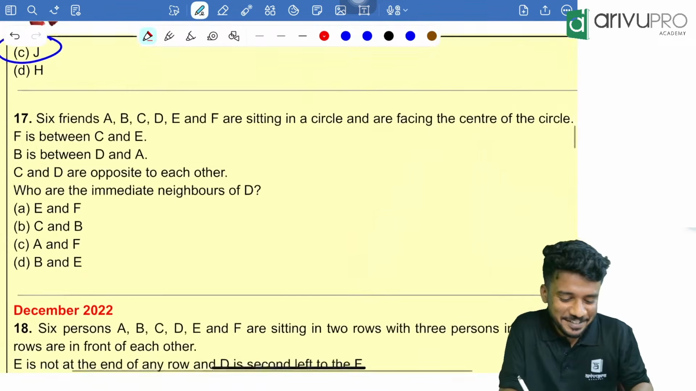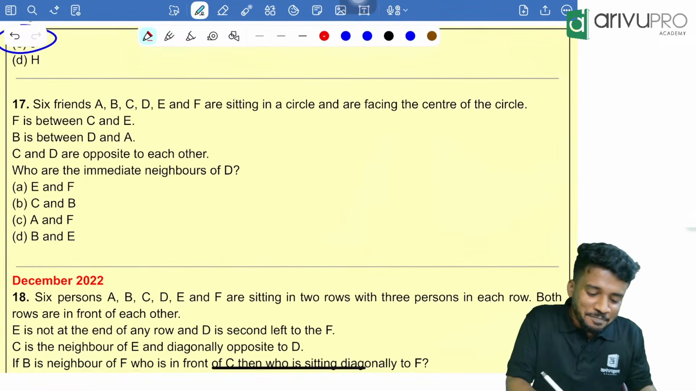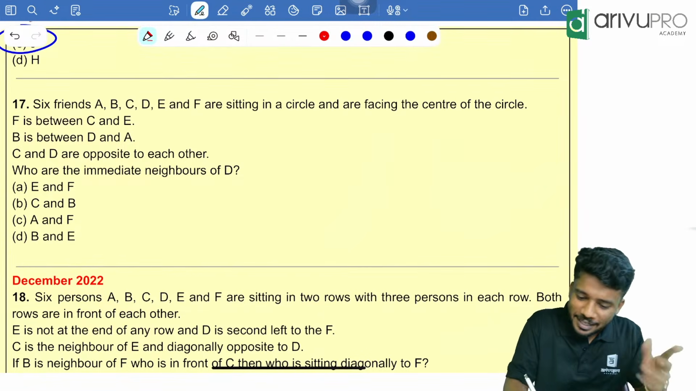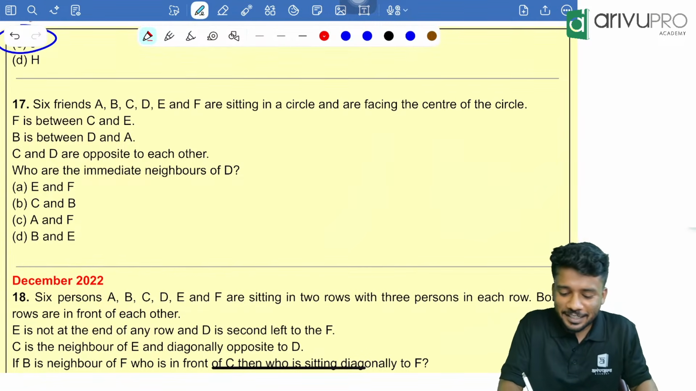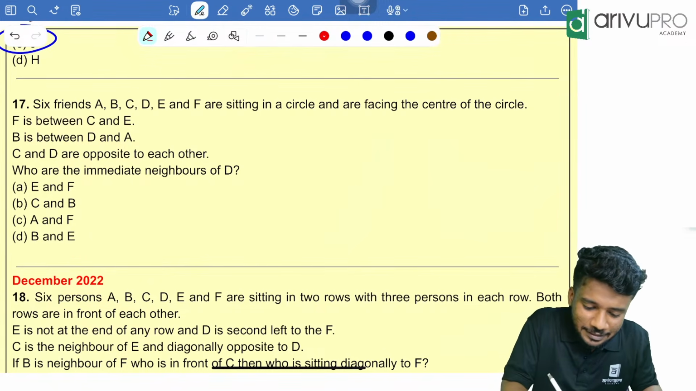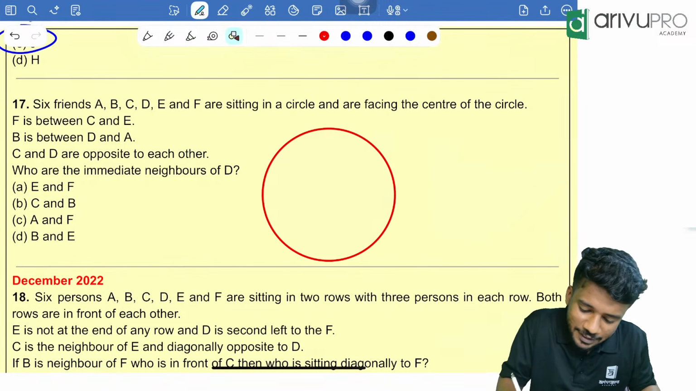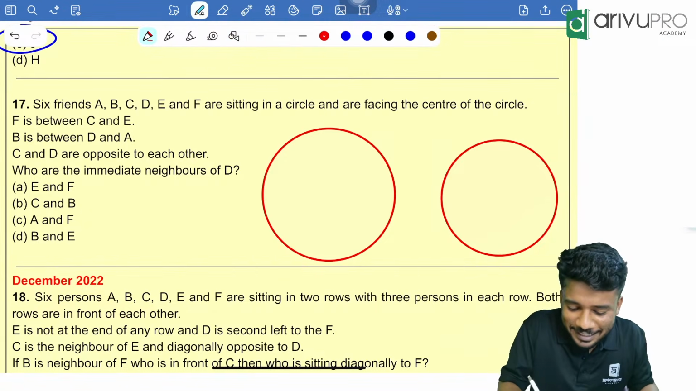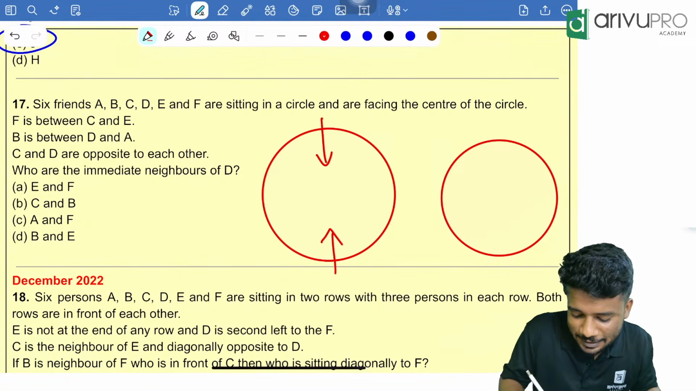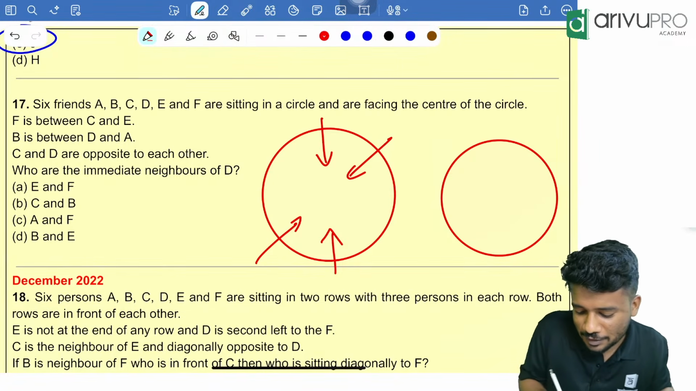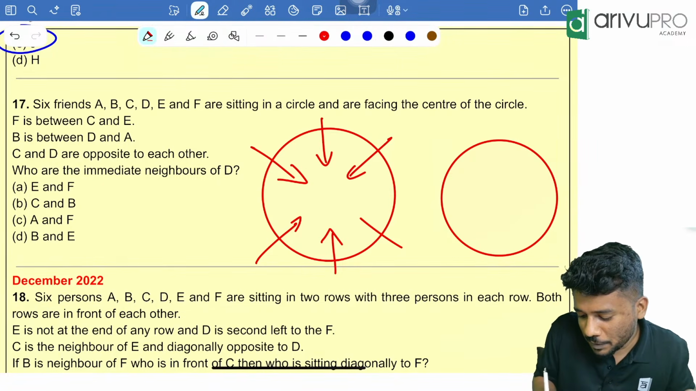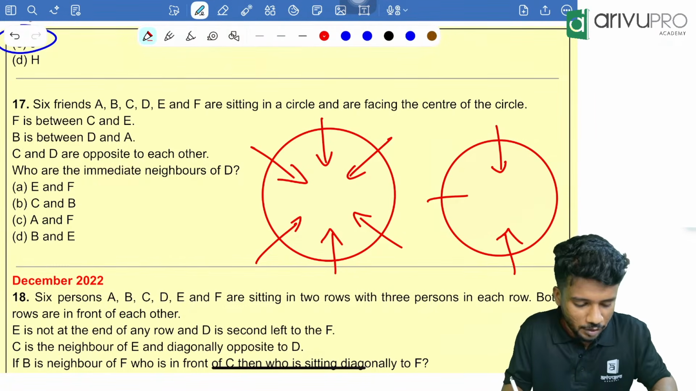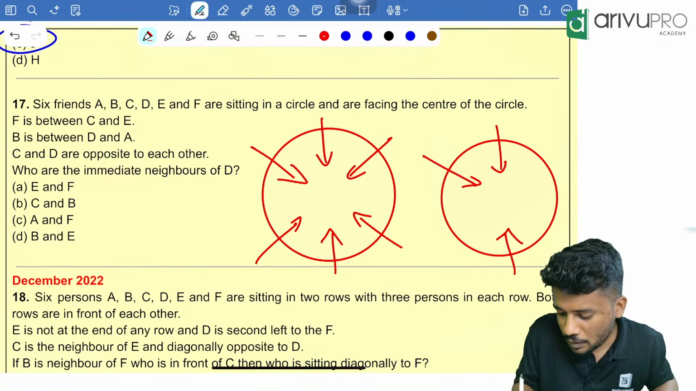Okay, fine. Six friends A, B, C, D, E, F are sitting in a circle. Again, the same type of question. We need to draw one circle. Circle, I will ace it. It is very easy to draw a circle. Now, how many people are there? Six people. Like this, we need to draw when six people are there.